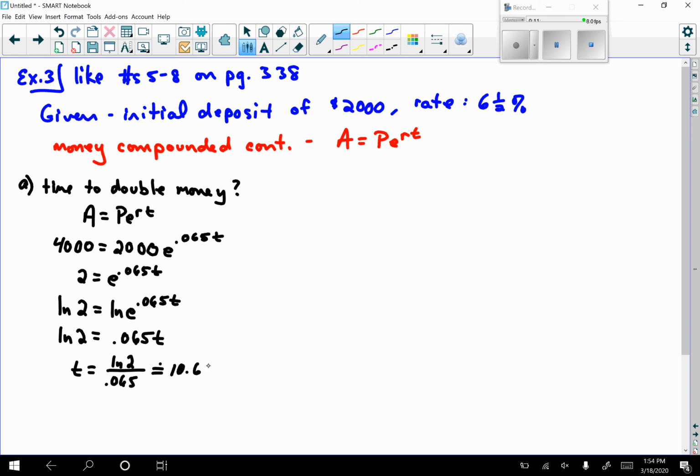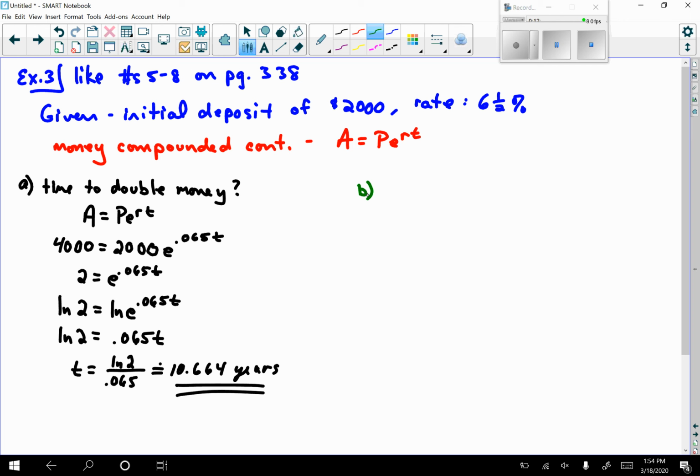You get 10.664 years. For these problems right now, we're not worried about rounding with years. We can have this decimal, so it is perfectly fine to leave it like that. So it's going to take a little more than 10.5 years to double our money.